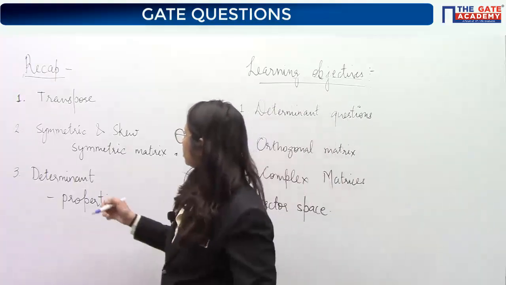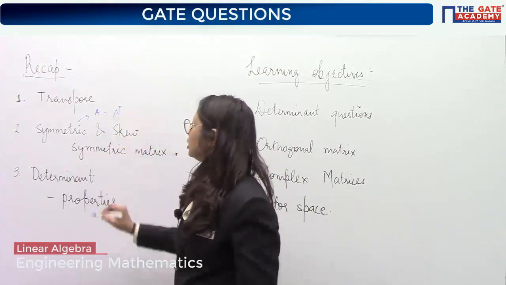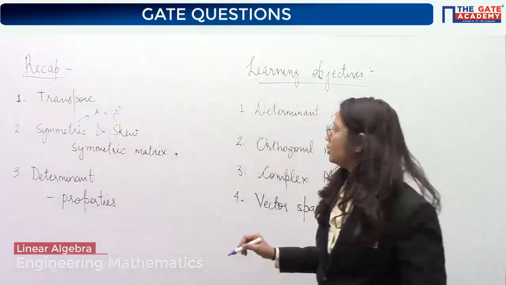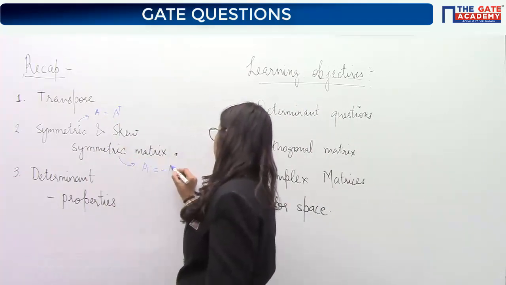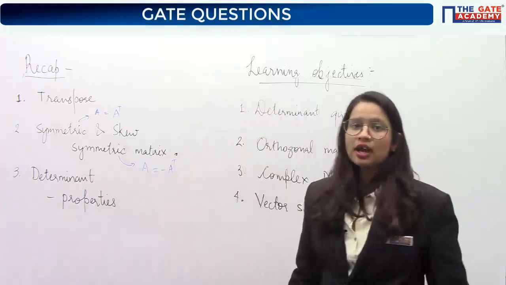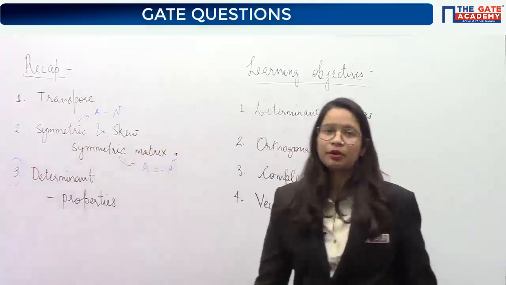Then we discussed symmetric matrix. A symmetric matrix is a matrix for which A is equal to A transpose, that we have seen. Then we saw the skew symmetric matrix, which is the matrix for which A is equal to minus of A transpose. And then we discussed the important topic of determinant with its properties.